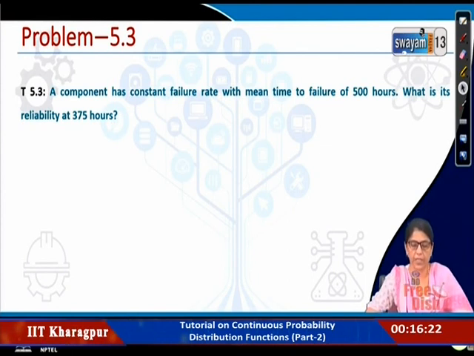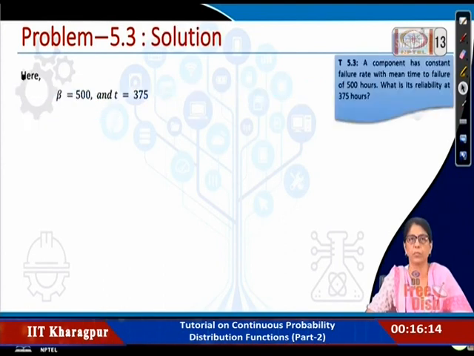So, next, a component has a constant failure rate with mean time to failure of 500 hours. What is its reliability at 375 hours? Similar type of problem. Okay. So, here beta is given, it is 500 hours, mean time to failure, that's 500 hours. So, then we have to find out the reliability. This is again an exponential distribution.